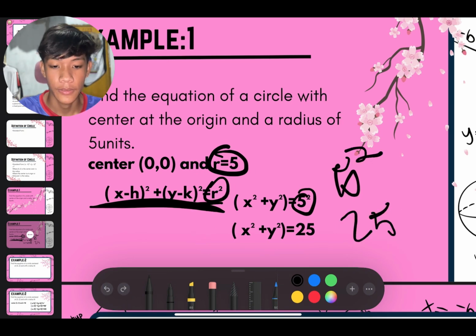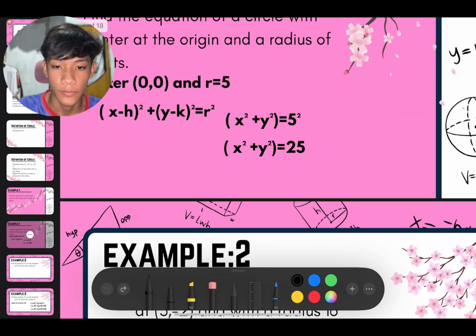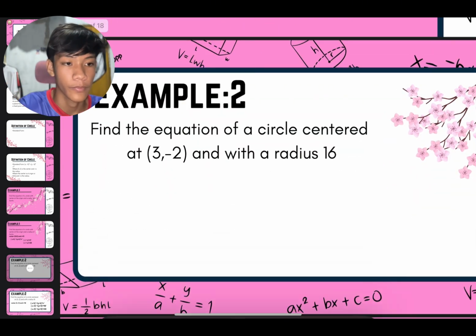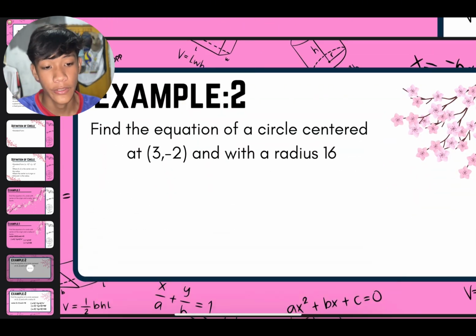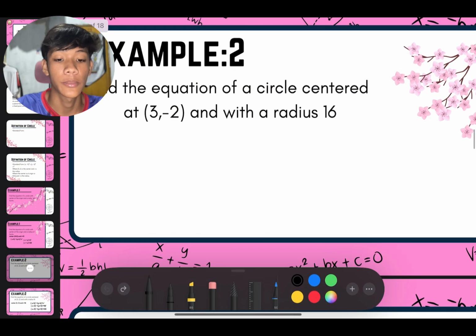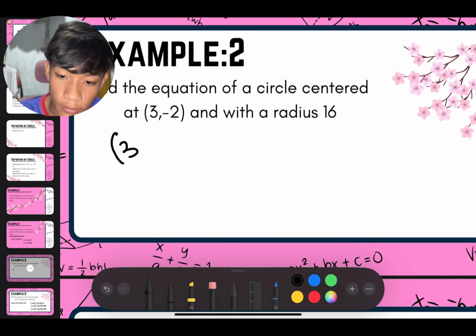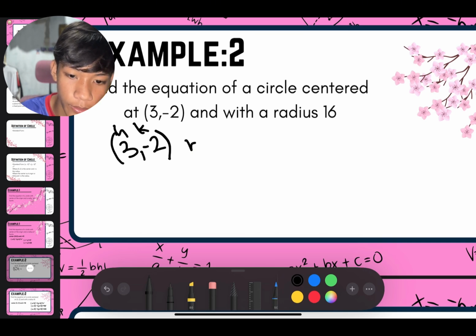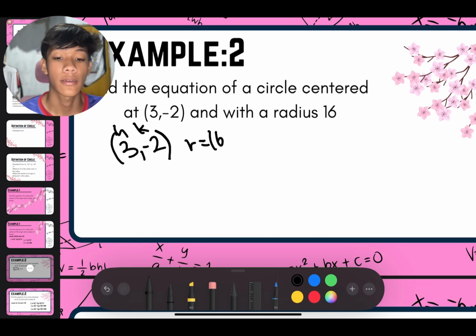So let's have example 2. Find the equation of a circle centered at (3, negative 2) and with a radius of 16. So this is our h, which is 3, and this is our k, which is negative 2. Then our radius here is 16, right?